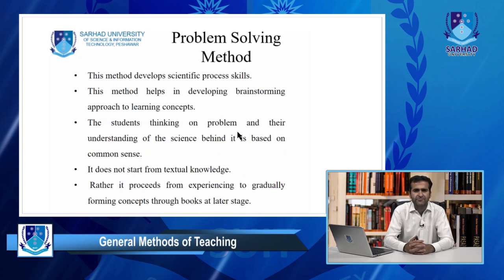This method develops scientific process skills, as we discussed: the ability of observation, the ability of thinking, the ability of judgment, the ability of evaluation, the ability of measurement, and then coming towards a conclusion. This is a scientific process, that you perform your activity step by step, and from step by step activities you come towards a conclusion, and that conclusion must be related to your real life activities.